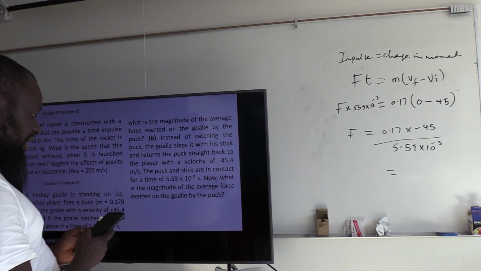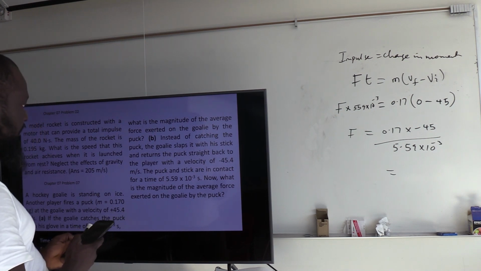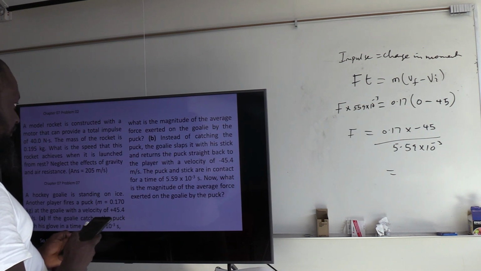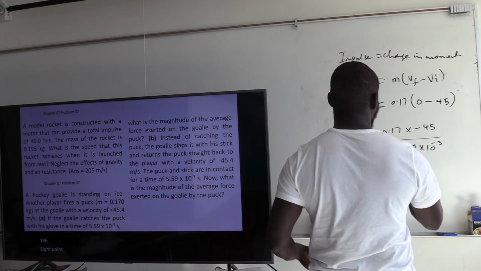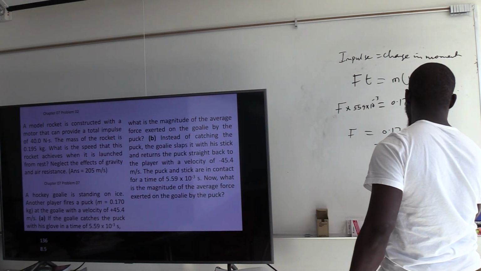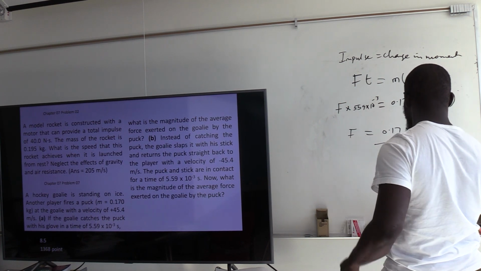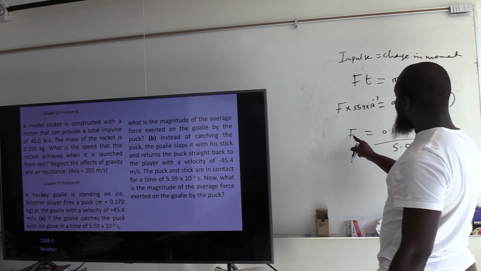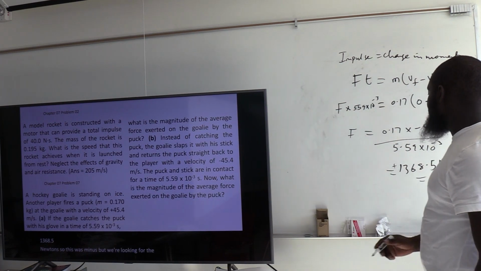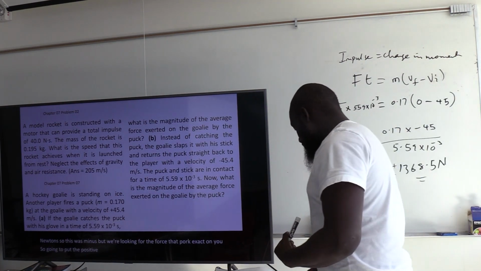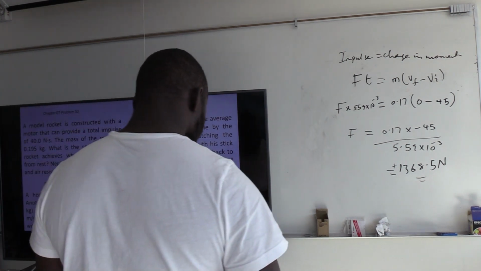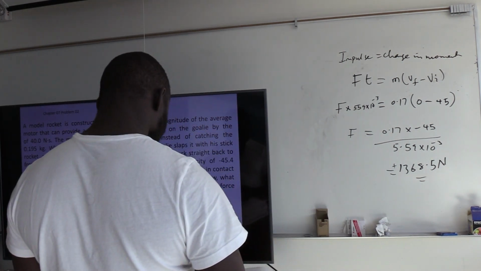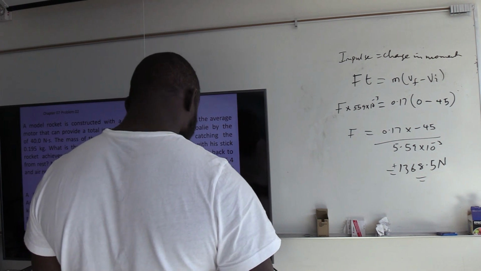So that becomes 1368.5 newtons. This was minus, but we're looking for the force the puck exerts on you, so we're going to put the positive sign in there. Okay, let's go to the B part. The hard part.